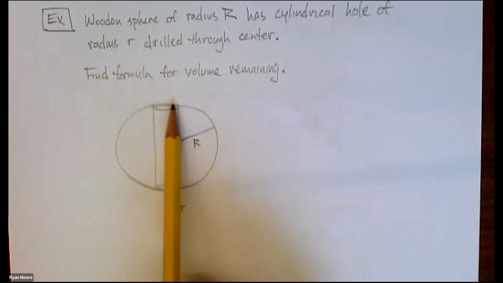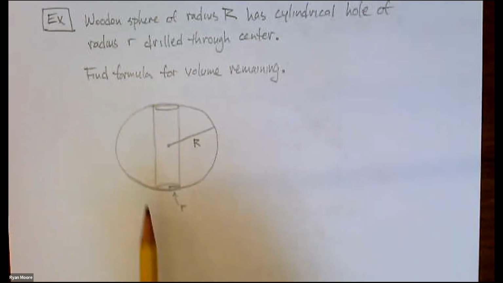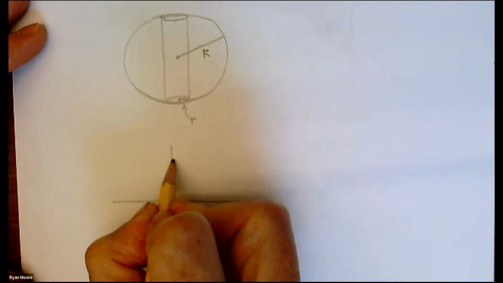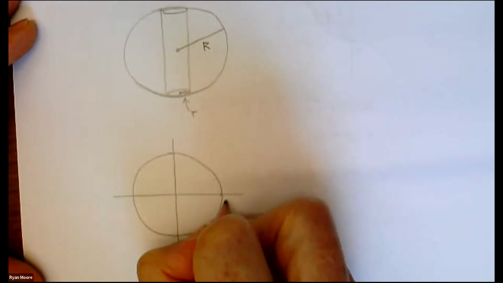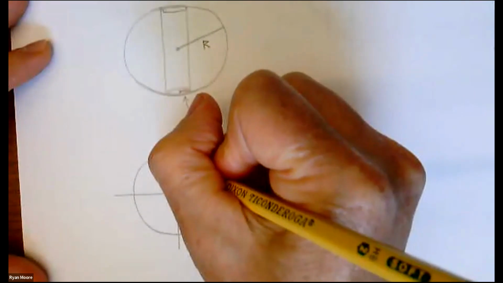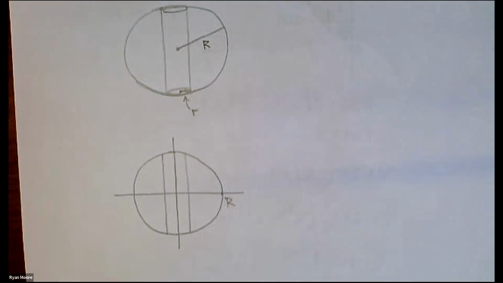Okay, here's what we're going to do. Think of just a two-dimensional version of what we see there. We're going to put that on an XY plane. So think of a circle of radius capital R, and think about a piece like this being removed from it.